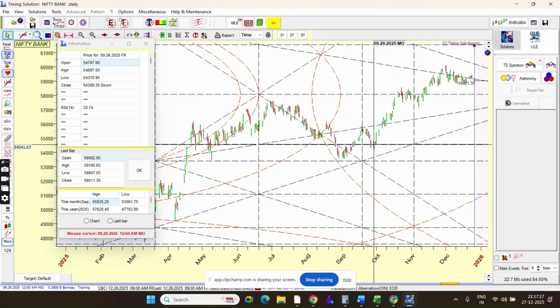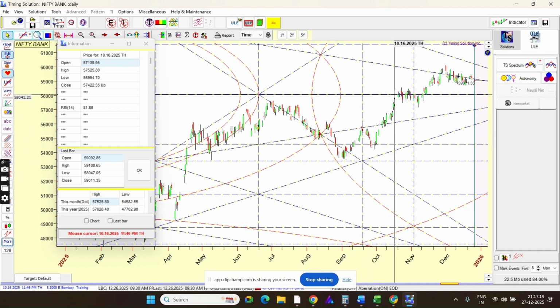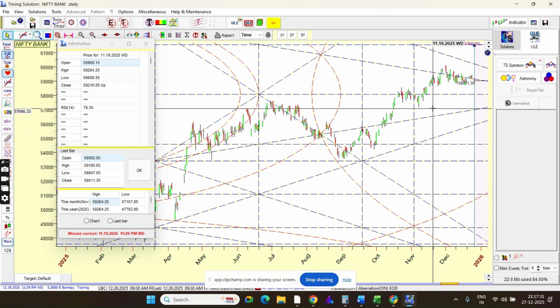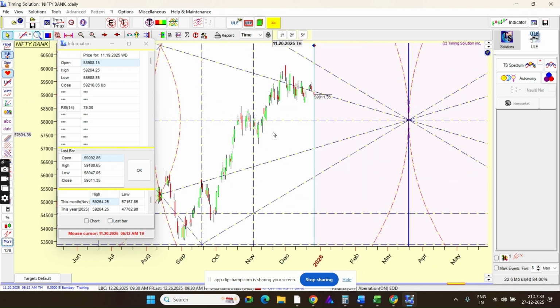From there we took off to this angle, got registered here, again took support on the higher level of the cluster, and then we moved up to the center of the square here. That is coming at 58,100. Then we consolidated around this and went to the next angle here, so we are moving along this angle now.